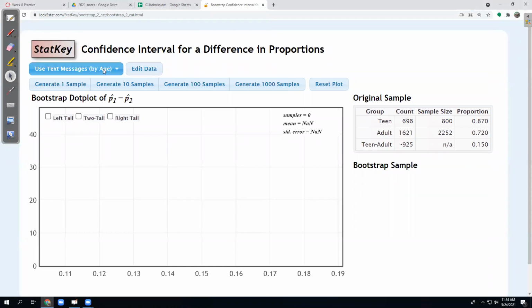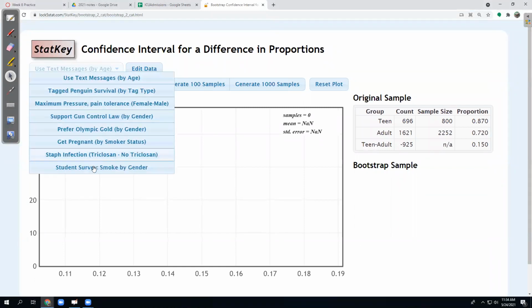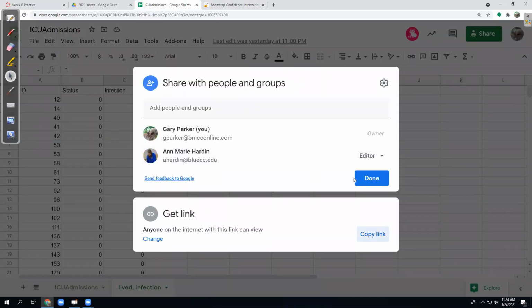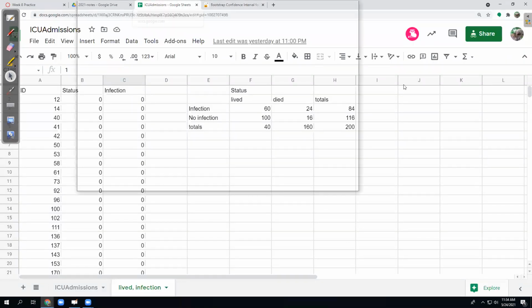Now, my ICU data is not in here. There's a bunch of other cool data. So I have to edit mine in here. And all they want is the count of my two groups. And the order matters. And so my first one, let's see, where did that spreadsheet go? Over here. Let's pull this over so I can see the numbers to type them in.